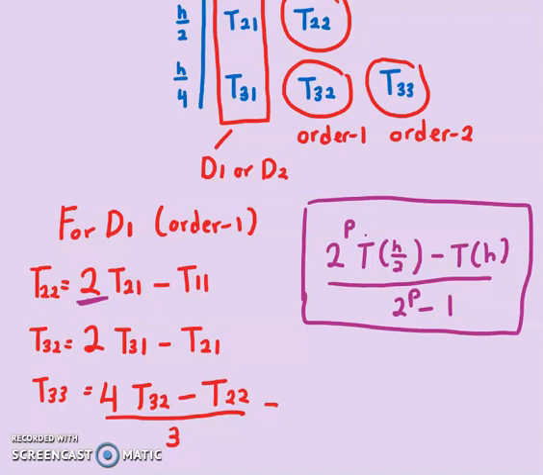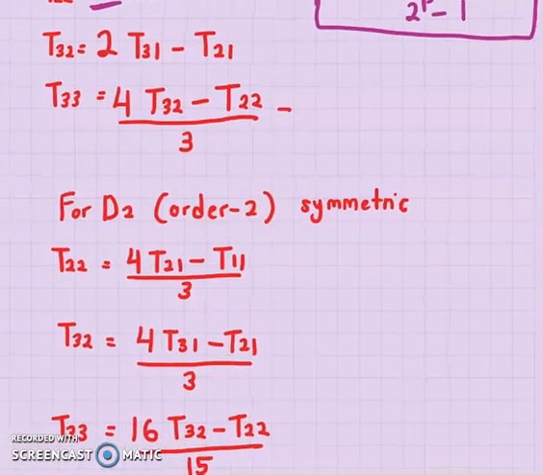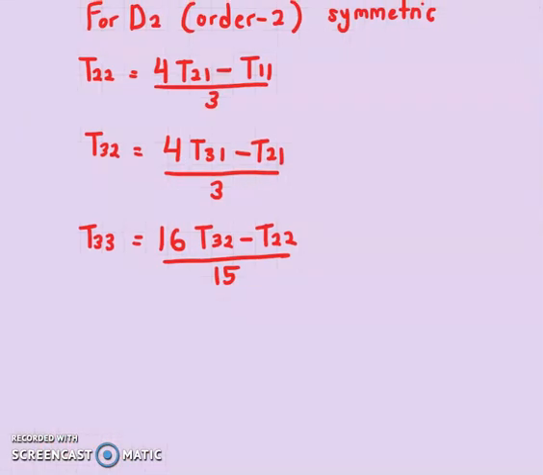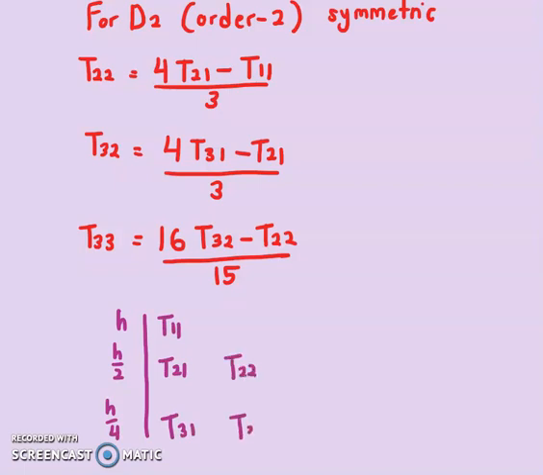When you come to T33, the order will increase by 1. So I will have order 2 here. So 2 to the power of 2 is 4, and 2 to the power of 2, 4 minus 1, is 3. Now for D2, this is order 2. So this is my D2 table: h over 2, h over 4, T11, T21, T31, T22, T32, T33.